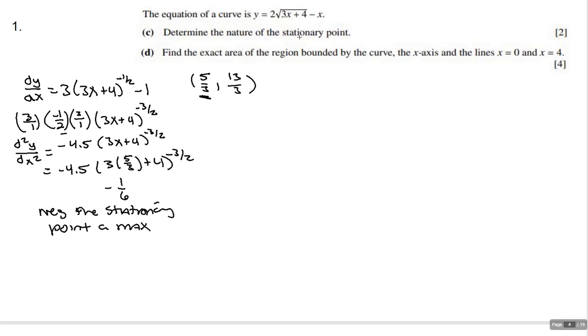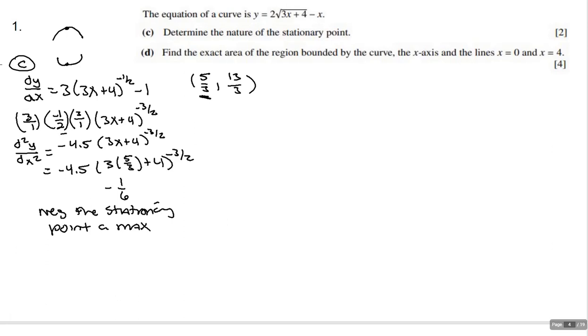I plug in the x value into my second derivative, and it's going to tell me what's going to happen immediately after. So, if immediately after the slope is going to be negative, well, that means it must be a maximum. Okay? If the slope immediately after my point is positive, that means it must be a minimum. So, we now know the nature of our stationary point. That's part C.